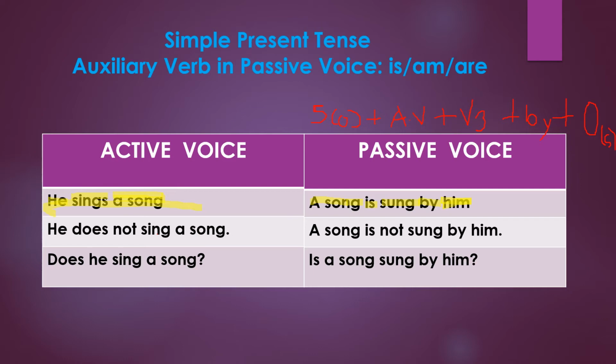So here, let's check with the second part, that is, he does not sing a song. Here the object of the active voice is a song. It takes the place of subject in passive voice, a song.